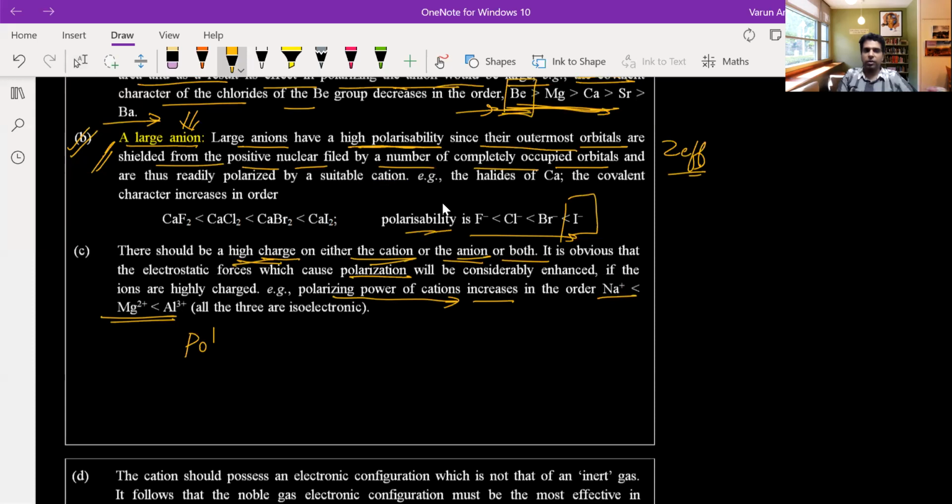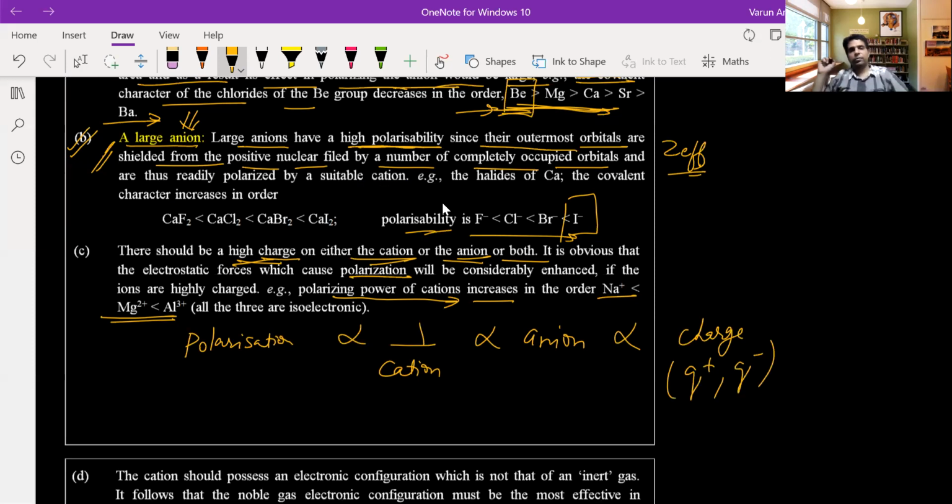Polarization depends on the size of the cation, inversely proportional to the size of the cation. So the smaller the size of the cation, the more the polarization. It is directly proportional to the size of the anion, so the larger the anion, the more the polarization. And it is directly proportional to the charge, the charge of the cation and the charge of the anion. The more the charge of the anion and cation, the more the polarization.